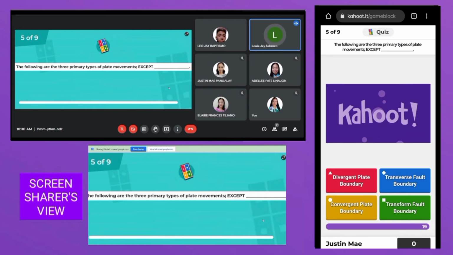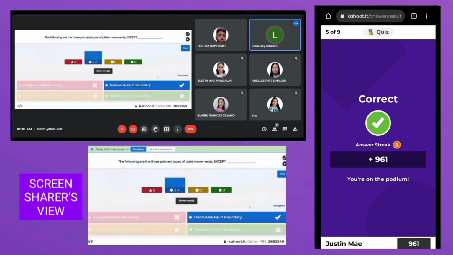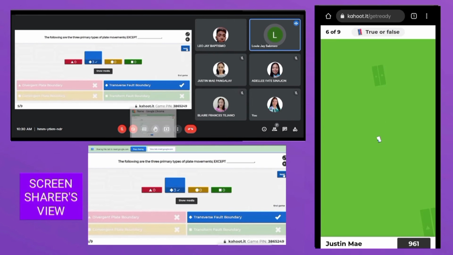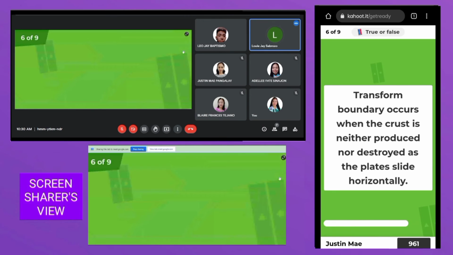So the first question is: the following are the three primary types of plate movements, except... The answer is transverse fault boundary. So let's see who got the correct answer. Miss Justine May gets the highest score on the leaderboard. Next question.